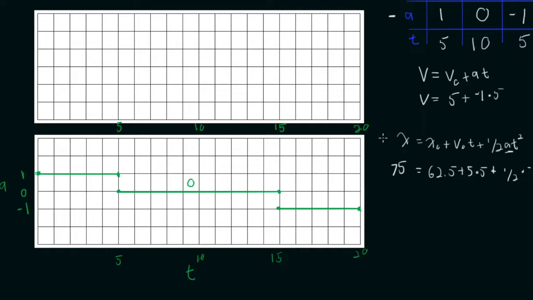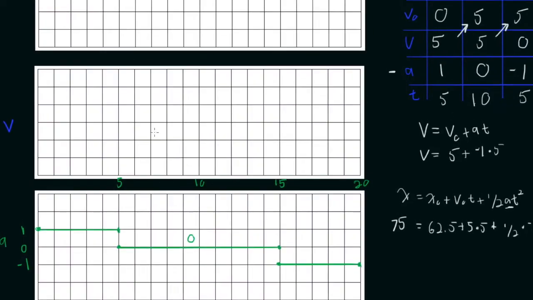Let's do our velocity in blue. And our velocity goes from 0 to 5, so let's just track this as 1, 2, 3, 4, and 5. After the first 5 seconds, we've reached 5 meters per second. And we stay there until 15 seconds. And then at 20, we've slowed down to 0. And we started at 0. So let's connect those dots.